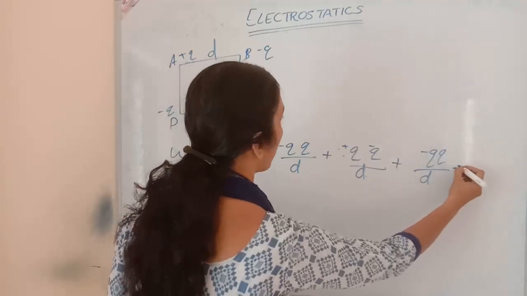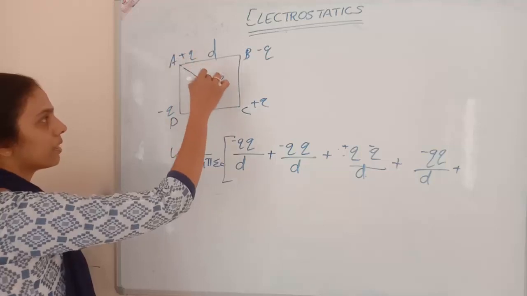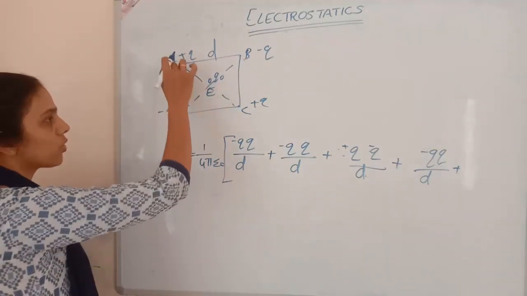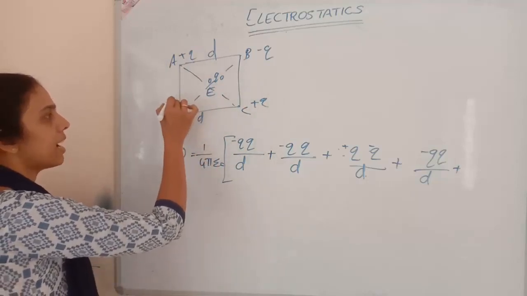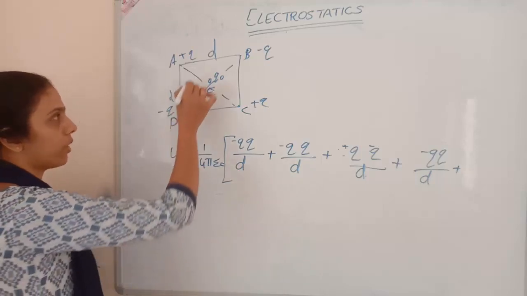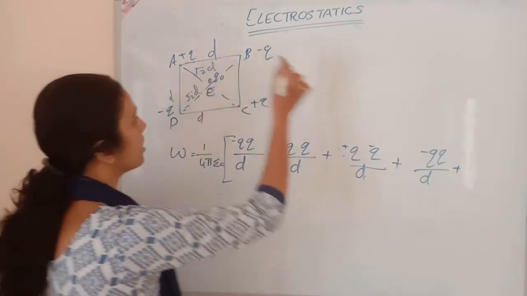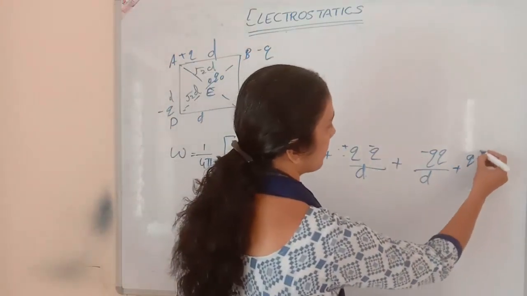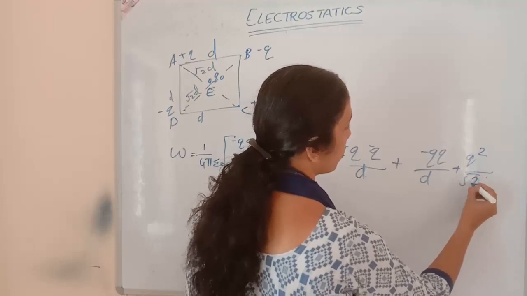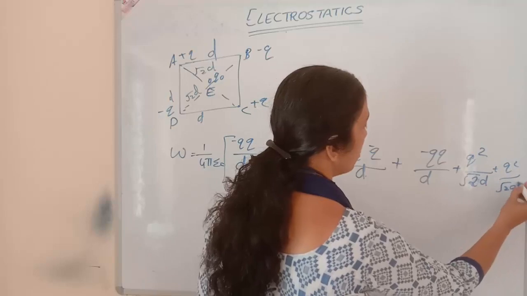Along with that, we should also consider the diagonal distances. First considering AC, this is D and D. By Pythagoras theorem, it is root 2 D squared, so we get root 2 D, and this diagonal also root 2 D. So here Q squared divided by root 2 into D, and Q squared divided by root 2 into D.